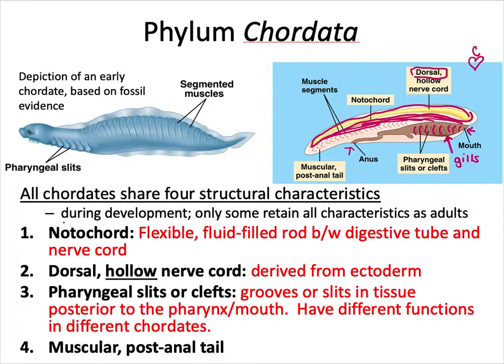So all 4 of these features are going to appear at some point during the development of the animal. Adults won't have all 4 features in many cases. So for example, a human adult won't have pharyngeal slits or clefts, and also we'll probably lose our muscular postanal tail, which is the 4th feature of all chordates. So that just means it's behind the anus.